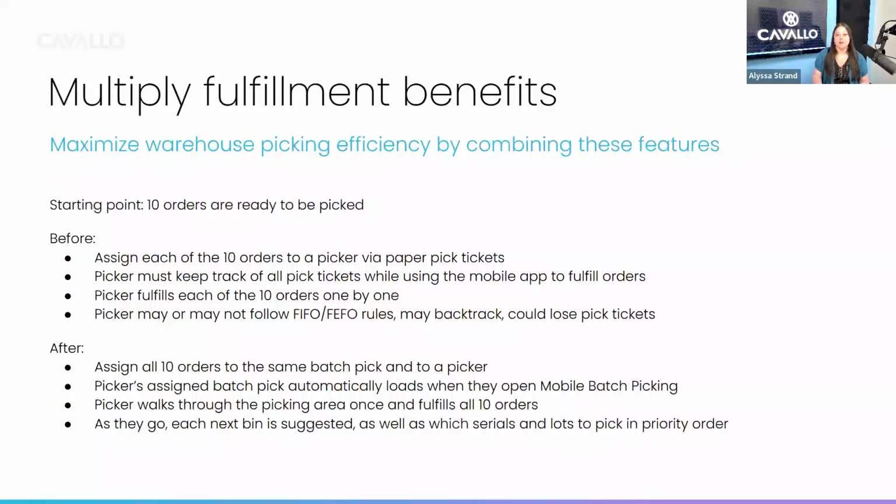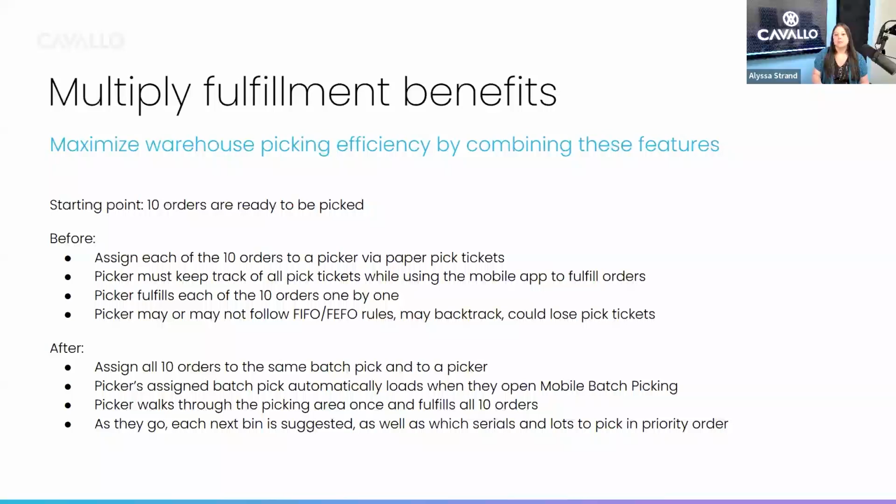They could be walking all over the warehouse to find those items, backtracking. They might cycle through the warehouse 10 times because they would be following each of those 10 pick tickets. And if they lost a pick ticket along the way, they would lose that order, which could cause shipping delays and a negative customer experience.